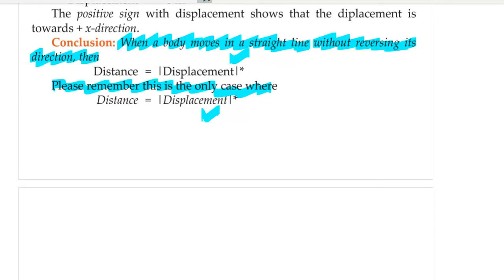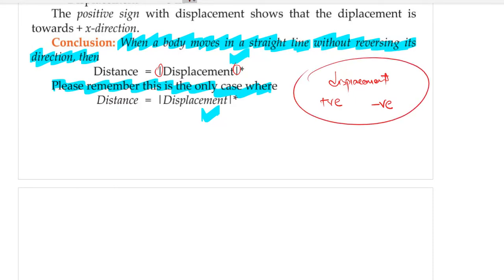Now you must be wondering why have they put these two straight lines? What is the meaning of these two straight lines? See, displacement can be positive or can be negative. So to show that displacement is positive, we put the displacement between these kind of vertical bars.